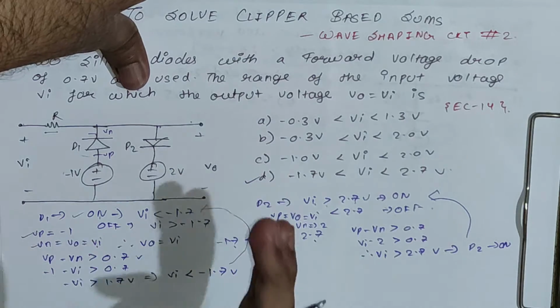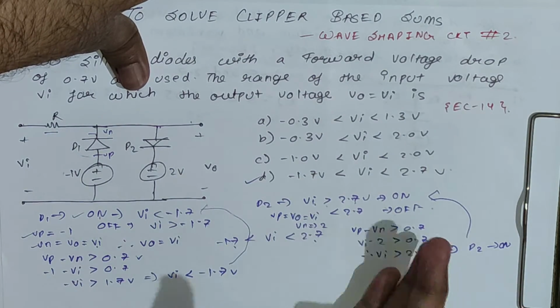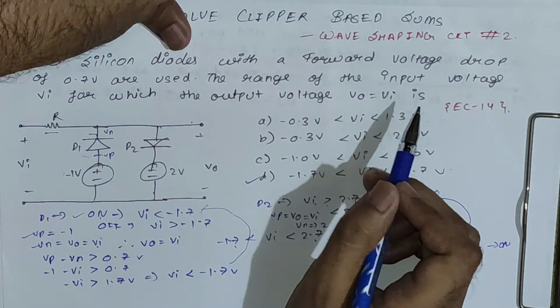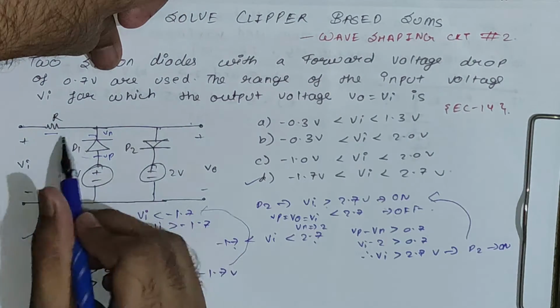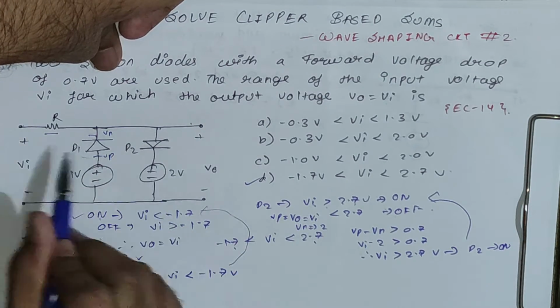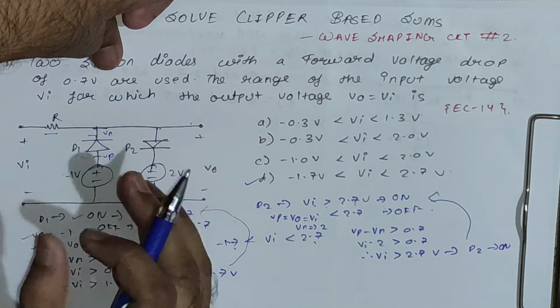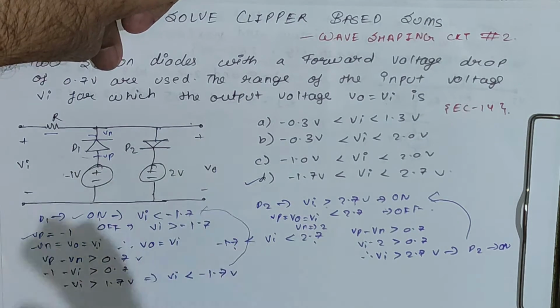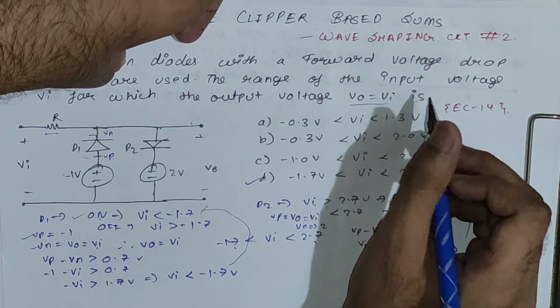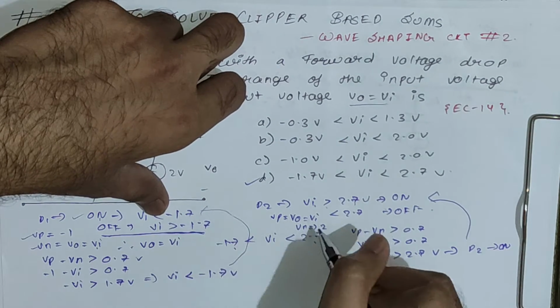So now we know the condition for diode to be on and off. And the question is we have to find out the range for which output voltage is equals to input voltage. You can see for the condition for which these diodes are open, then only Vo will be equals to Vi. So that means the condition in which both of these diodes are off, at that condition only we will get Vo equals to Vi. So this off condition will give us the answer.